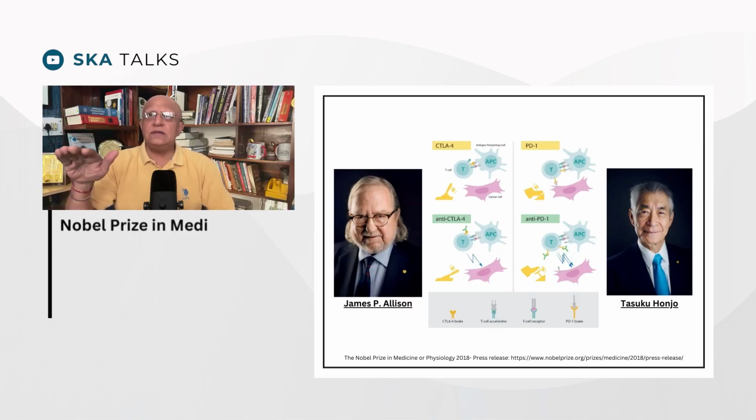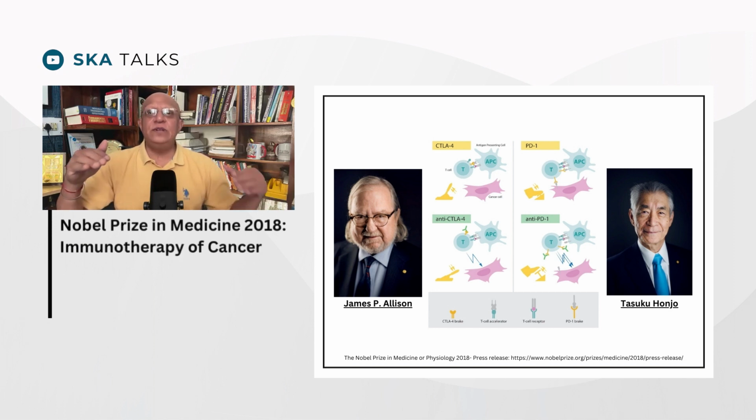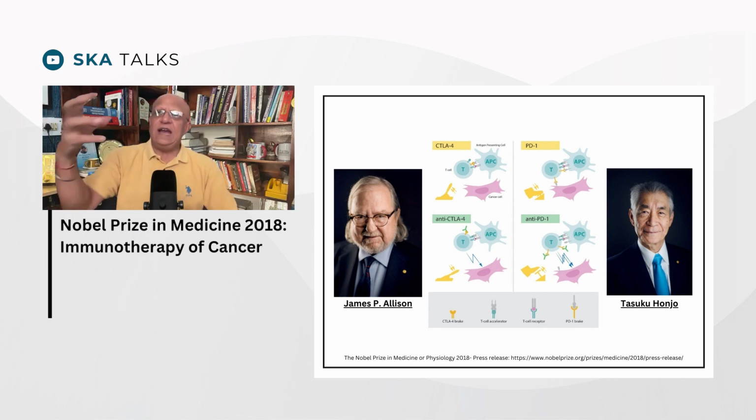And based on these observations, very important discoveries came up when James Allison from the US proposed that if we use anti-CTLA4 antibodies in cancer, then these antibodies will bind to CTLA4, and that way CTLA4 will not interact with CD80, and then CD80 is left free to interact with CD28, which passes on the activation signal, and that way the T cell gets activated and it kills the cancer.